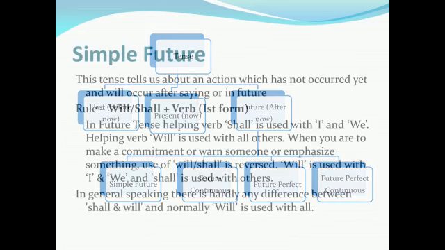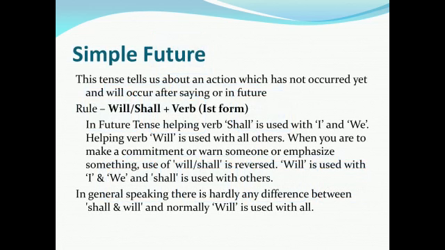So simple future, this tense tells us about an action which has not occurred yet and will occur after saying, or in future. The rule is will or shall. This is a very common one. Will or shall plus verb in the first form, that is V1. This is the main thing you have to remember here, children. Will or shall plus V1. V1 is a must here.